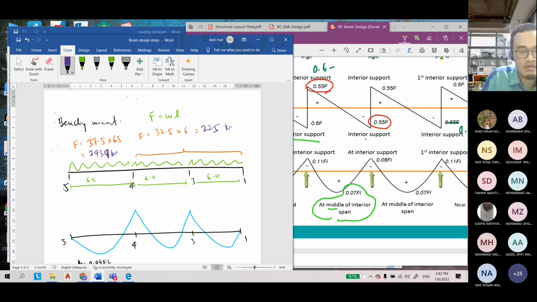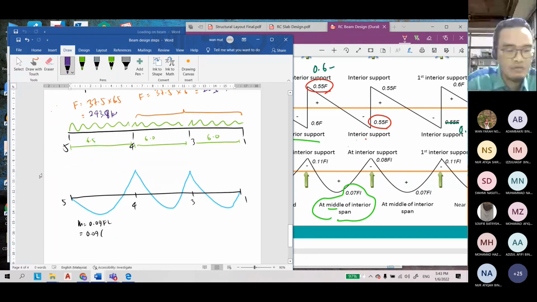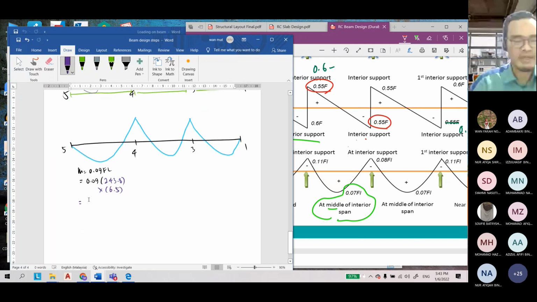So you use the corresponding F and corresponding L to determine the bending moment. For the first one, it is 243.8 multiplied by L, and our L is 6.5 meter. So what is the value of bending moment at mid span of the exterior? 142.6. Okay, good.